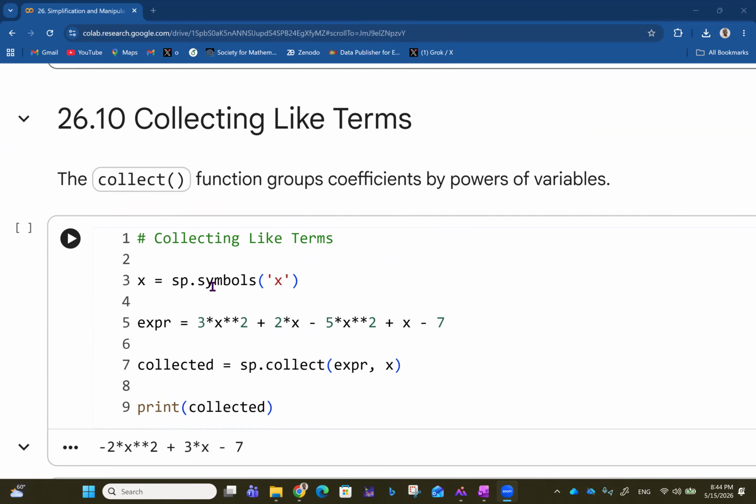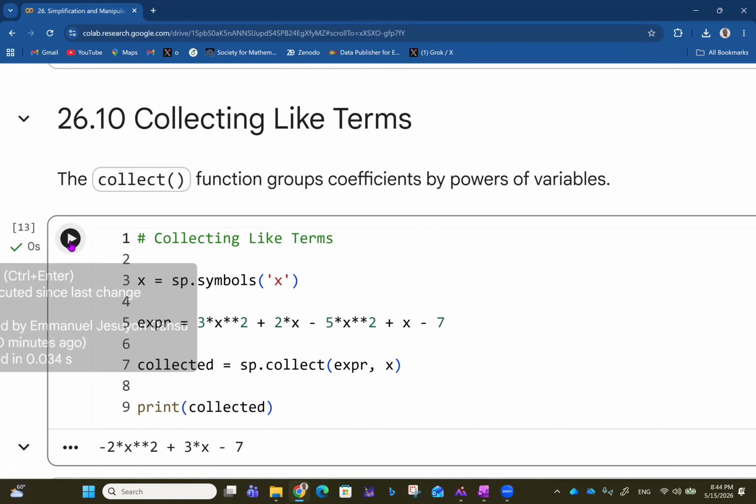So x is sp dot symbols x, create a symbol x, expression 3x squared plus 2x minus 5x squared plus x minus 7. Here 3x squared and 5x squared definitely look alike. So 3x squared minus 5x squared is minus 2x squared. 2x plus x is 3x, then you have minus 7. To do that, you set up the symbol, you write the expression, you collect it. So sp dot collect the expression with respect to x. Then you print collected and you have your results.